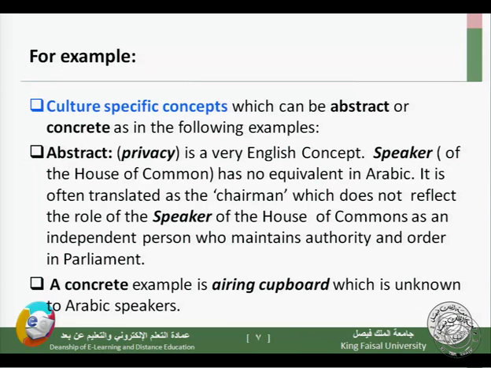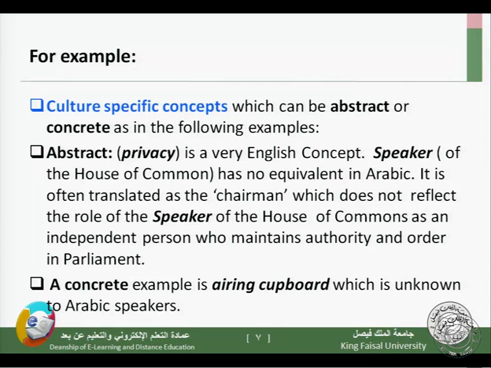Another example would make it clearer to you. Speaker, for instance, Speaker of the House of Commons. The Speaker of the House of Commons has no equivalent in Arabic, because we don't have, for instance, a House of Parliament or House of Commons or House of Lords. And what's the meaning of speaker? In Russian or in French or in other languages, they say the chairman. No.